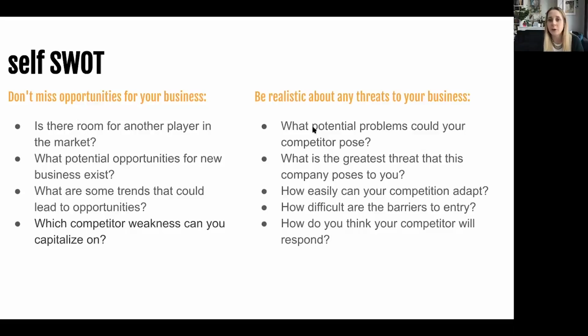And then be realistic about any threats to your business. What potential problems could your competitor pose? What is the greatest threat that this company poses to you? How easily can your competition adapt? How difficult are the barriers to entry? And how do you think your competitor will respond?